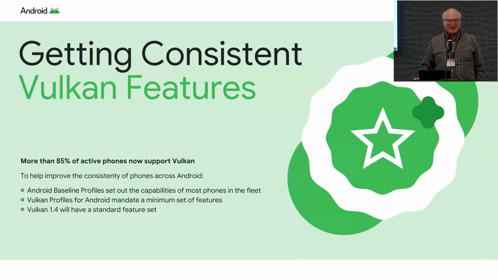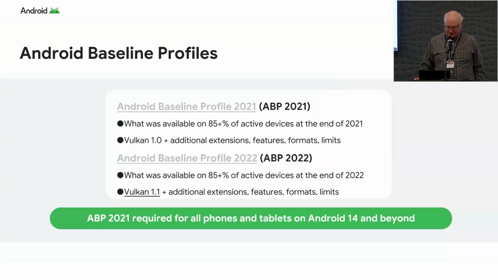So in terms of getting consistent Vulkan features, we've been targeting a number of Vulkan profiles, and sometimes we've mentioned that during the week here. I'm going to go into each of those. So Android baseline profile. These are backwards-looking profiles that reflect what's commonly available at the time that we created it. So at the end of 2021, we created the Android baseline profile 2021, and it reflected what was available on 85% or more of the active devices.